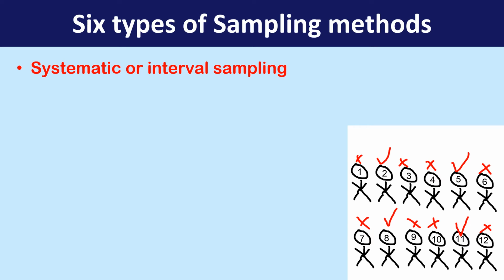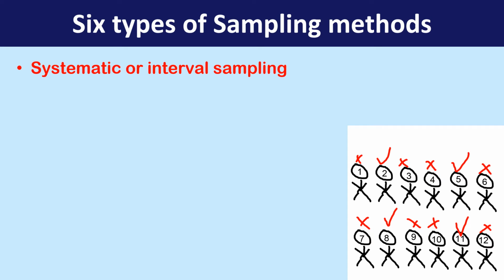The second type of sampling method is known as systematic sampling or interval sampling. I want you to look at this picture first before you go through the description. There is a person number 1 all the way to 12. You may notice that 1 is not there. Second one's chosen. 3, 4, they skip. 5th one chosen. 6, 7, they skip. 8th one chosen. 9, 10, and it goes to 11.